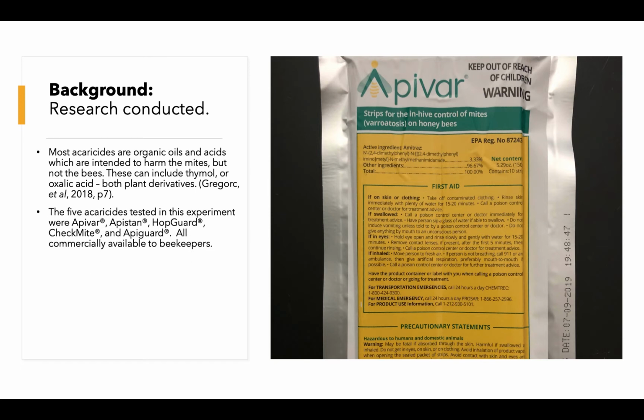The research in this case here used 5 different acaricides: Apivar, Apistan, Hopguard, which incidentally is attached to the hops for beer. The essential oil pulled out of the beer hops is an effective acaricide. Checkmite and Apiguard. And these are all readily available products to beekeepers, which they can basically mail order, put them in their hive, and try to keep the mite population down.